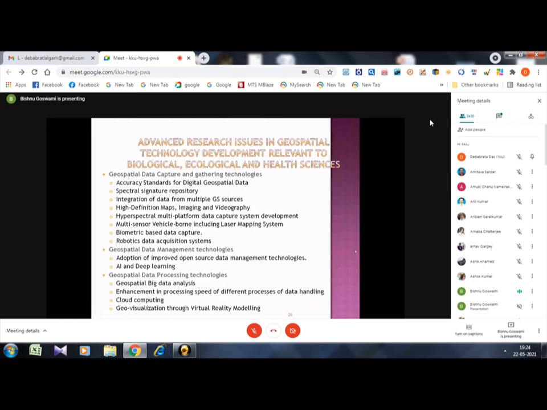And in my personal research, I have used a small part of this, but we can see that there are many options available for people who are interested in this. In geospatial data management technologies, we have AI and deep learning, and we also have data processing technologies, and this includes big data analysis, geovisualization through virtual reality modeling. This happens all the time, such as in Google Street View. We have this virtual reality modeling of spaces. We also have cloud computing that does the heavy work, and we can have useful information on a cheap laptop through cloud computing.